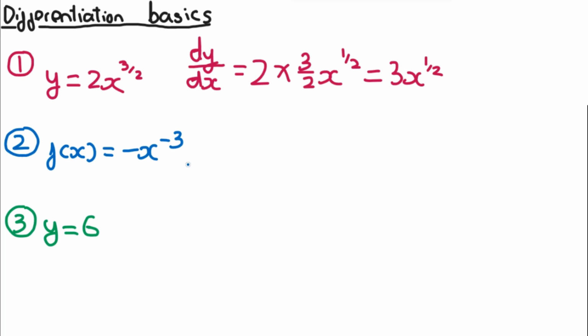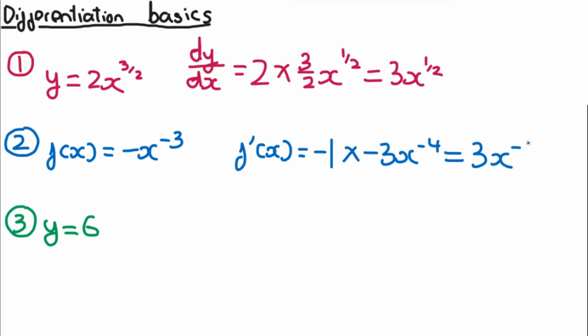Let's do another example. So f of x is equal to minus x to the power of minus 3. Therefore f dash of x is equal to minus 1, because remember this is actually minus 1, the coefficient, minus 1 times, and then do the differentiation, minus 3x to the power of minus 4. And if you simplify that, minus 1 times minus 3 is just going to be equal to 3. So it's 3x to the power of minus 4.